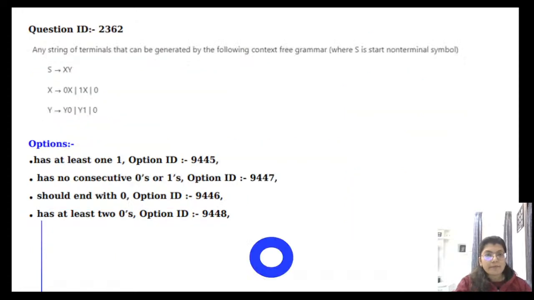Next question. Any string of terminals that can be generated by the following context-free grammar. So a context-free grammar is given to you, and you have to tell the correct answer. And the time starts now.